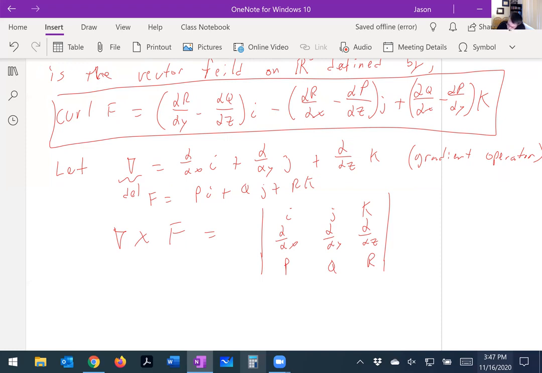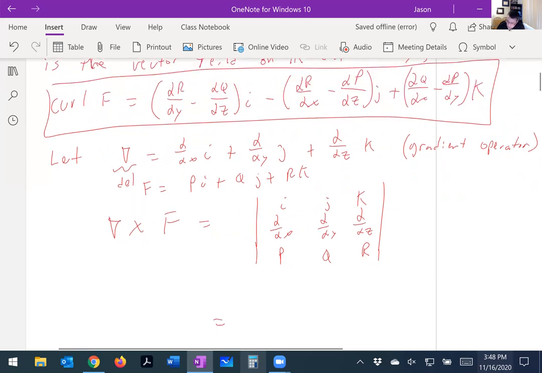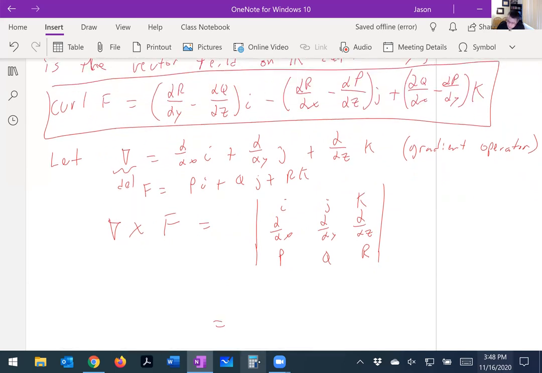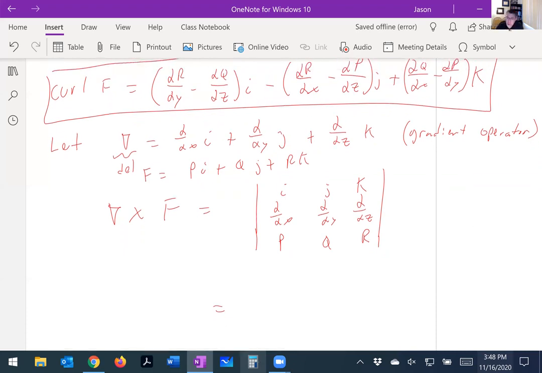Okay, this whole thing is going to be equal to the curl of F. We'll see that in a second. The equation above can be generated from this 3 by 3 matrix, and that's how we're going to actually calculate the curl. We're not going to use the formula, we're just going to use the matrix, because it's just faster to calculate.